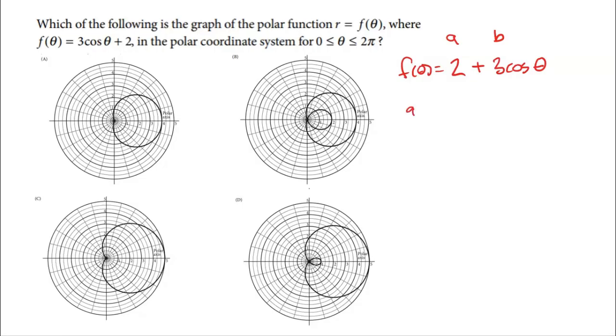But if we take A divided by B, actually the absolute value of both of them, in this case that's 2 divided by 3. If that ratio of A to B is less than 1, which it obviously is, 2/3 is less than 1, that means that you're going to have an inner loop on your polar function. So I can immediately get rid of A and C just because they don't have that inner loop that I see in B and D.